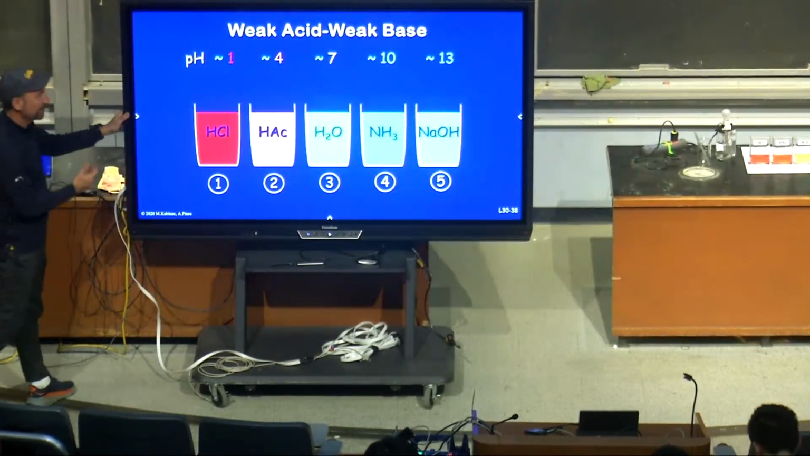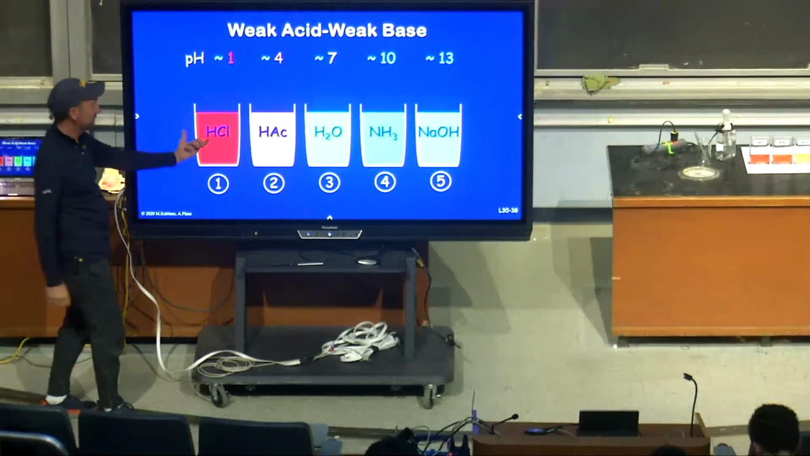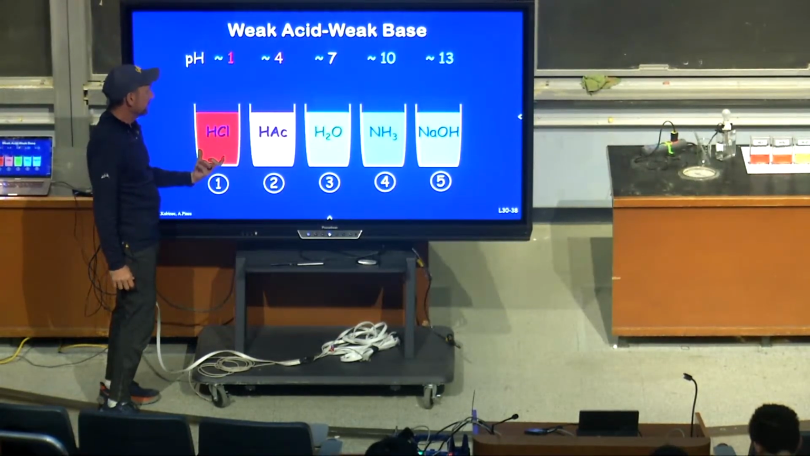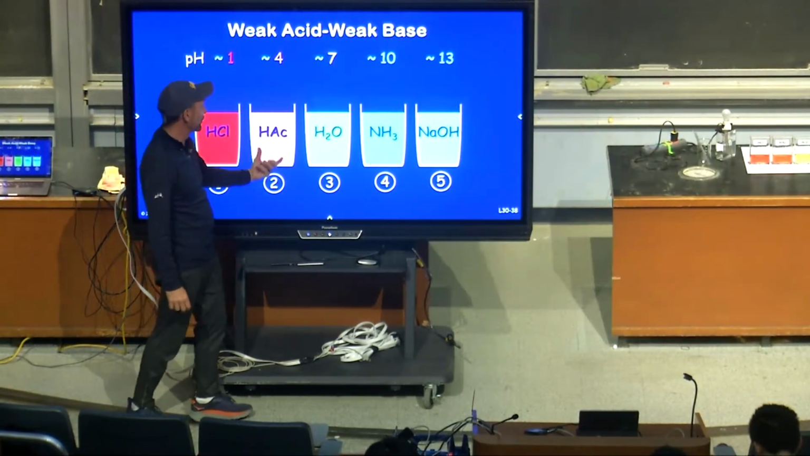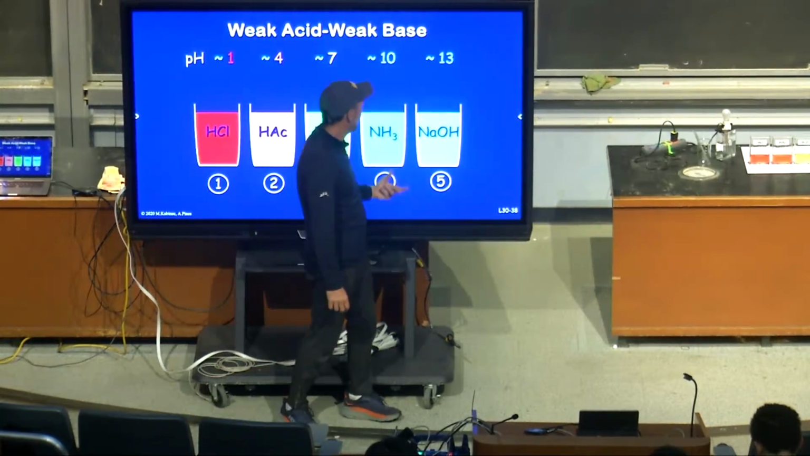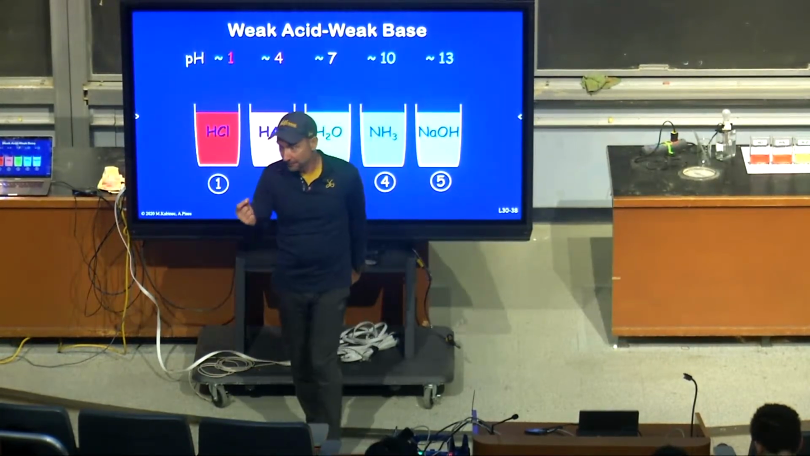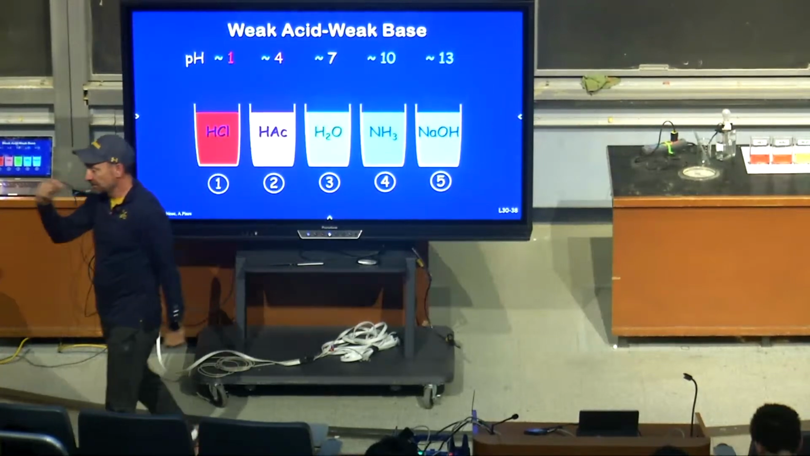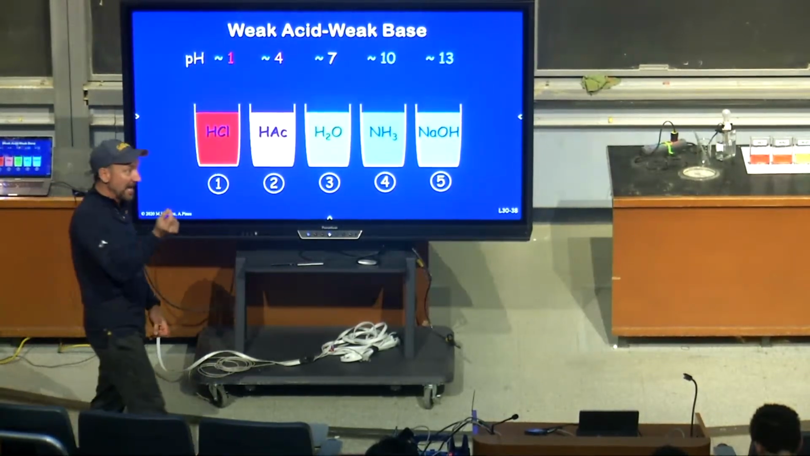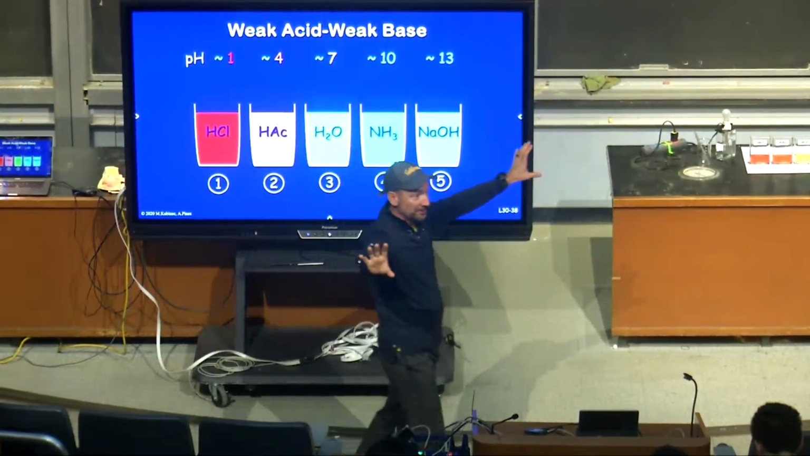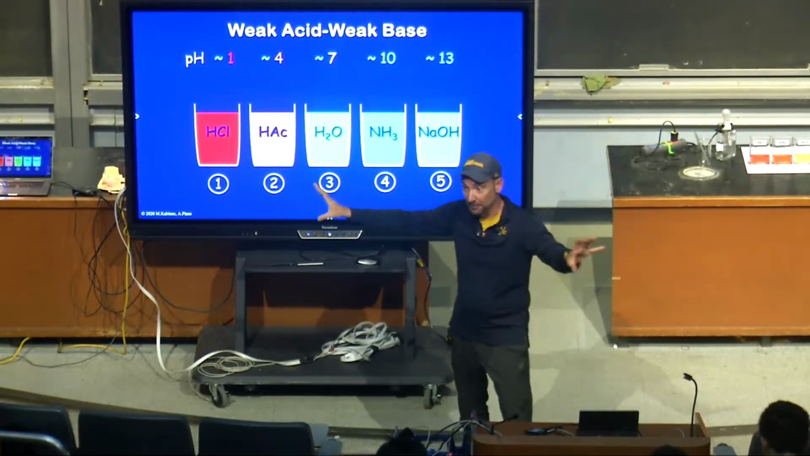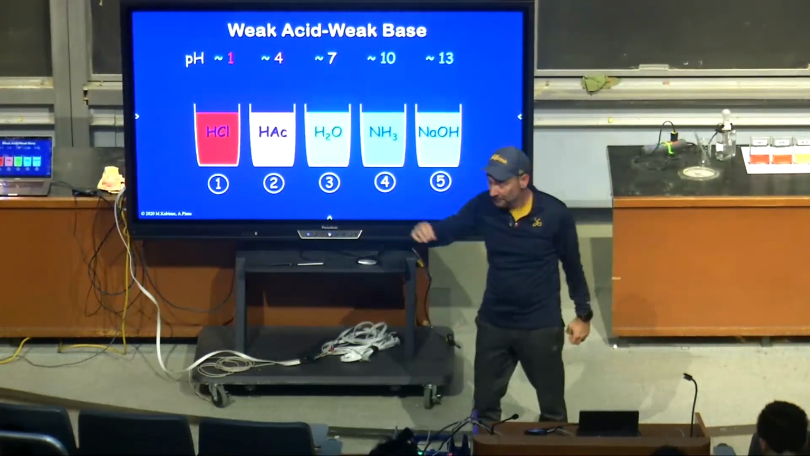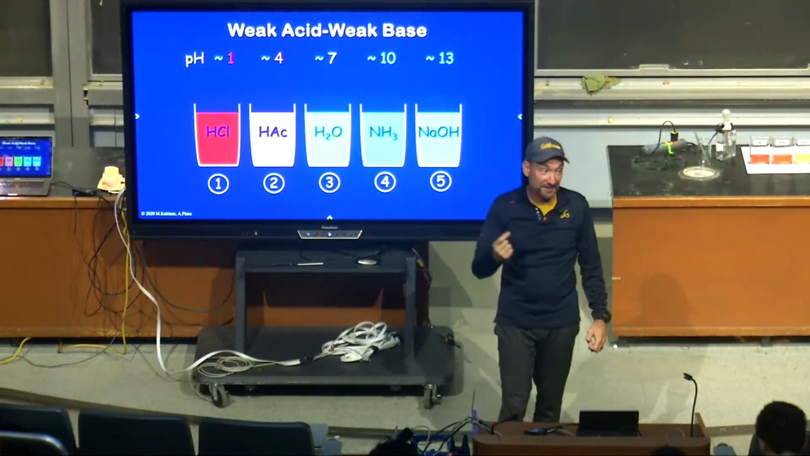So we got to this point where we could look at different solutions. So a strong acid, a weak acid, water, a weak base, and a strong base. And remember, what's the definition of a strong acid? It completely dissociates, gives up all of its protons, all of its H pluses.